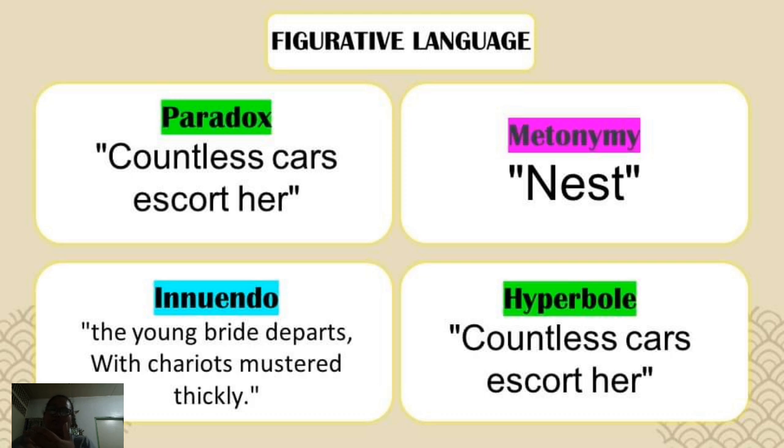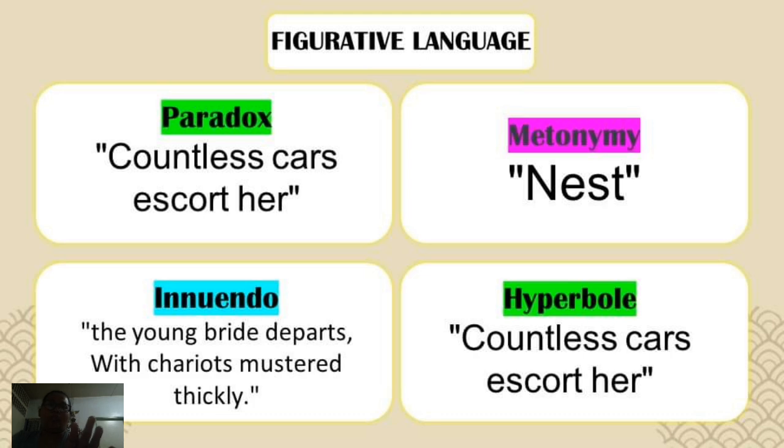Next, we have the metonymy. The metonymy is a word used to describe things. For me, in the poem that I saw, the word is the nest. The nest refers to home, but it is used to replace words such as, for me, a property or an estate. Next we have the innuendo. For me, it's a subtle hint, or a remark that suggests something unpleasant.